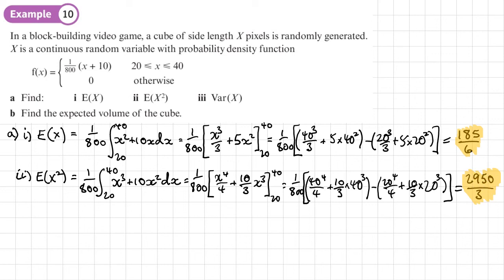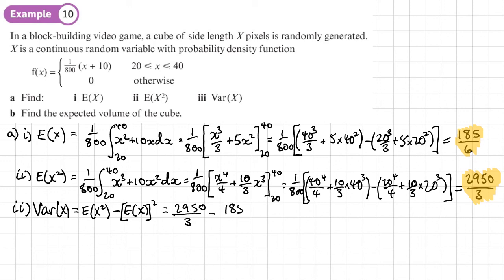Then the third part of this question is to work out var x. Now that's easy because var x is E of x squared, which we've worked out, minus the mean squared, and we've worked out the mean as well. So all we need to do is just substitute them in. So that will be 2,950 over 3 minus 185 over 6 all squared. Right, let's see what that gives us. And we get exactly 1,175 over 36. So just highlight that.